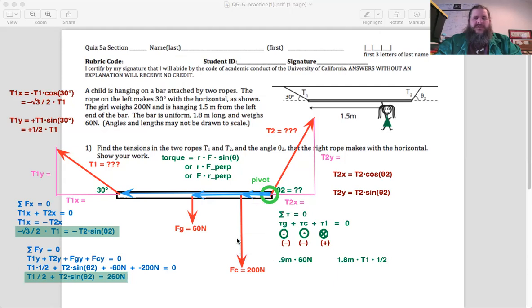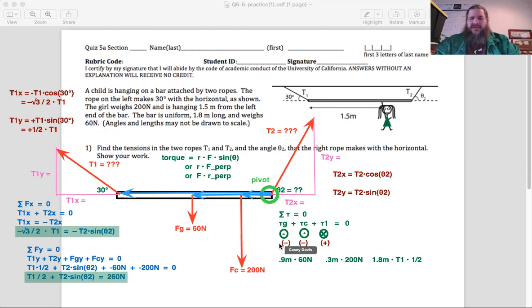Same with the torque for the child. What's the moment arm here? How far is the child from this pivot point? 0.3 meters. Right, because we're told that the child is 1.5 meters from the left end point, so that'll be 0.3 meters from the right end point. So that'll be 0.3 meters times the force, 200 newtons. And once again, they're perpendicular. The moment arm vector and the force vector are perpendicular, so we'd have just sine of 90, which is 1.